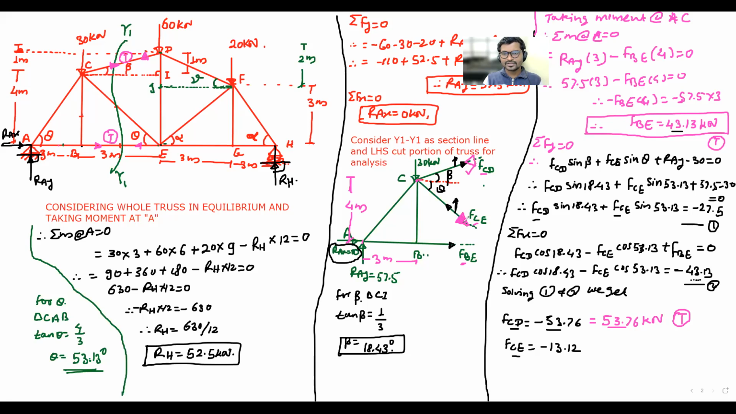Correct direction for CE is downward. Mark the tick over here. Transfer for the CE: at C it is downward, at E it is upward, so the member is in tension. So that is equal to plus 13.12 kilonewton in tension.